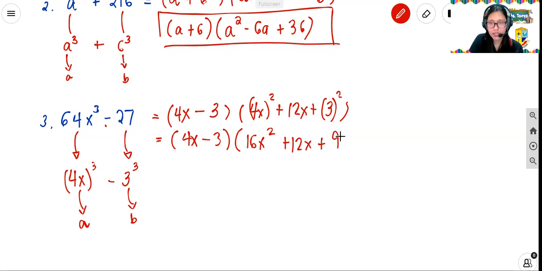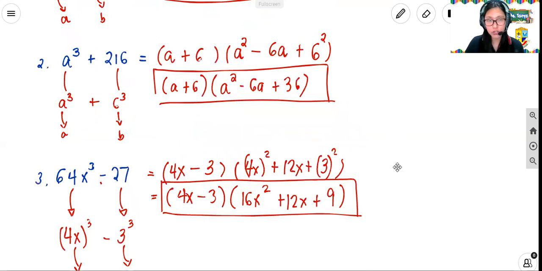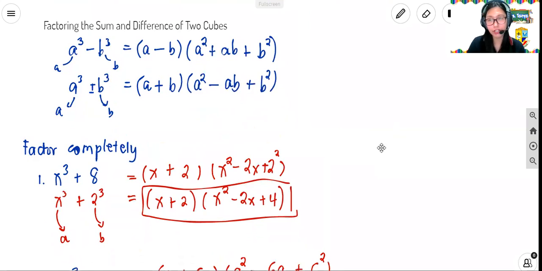3 squared is 9. Okay. So this is now our factor. So again, I hope that you understood the pattern for this one. Just make sure that in order for you to apply factoring the sum and difference of two cubes, you have to make sure that the two terms of the binomial are perfect cubes.